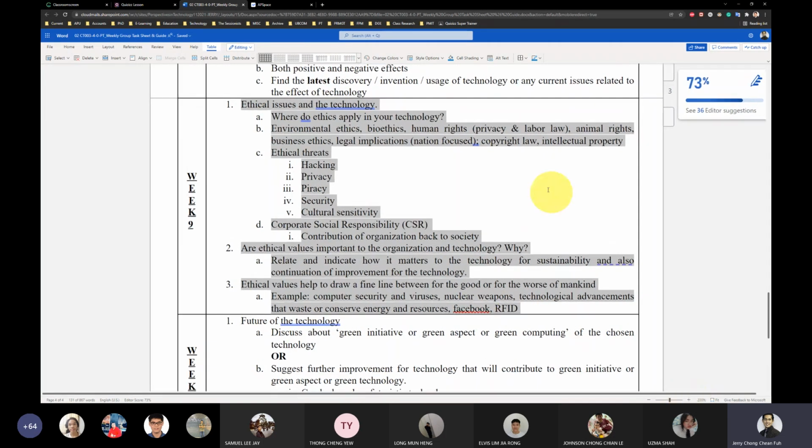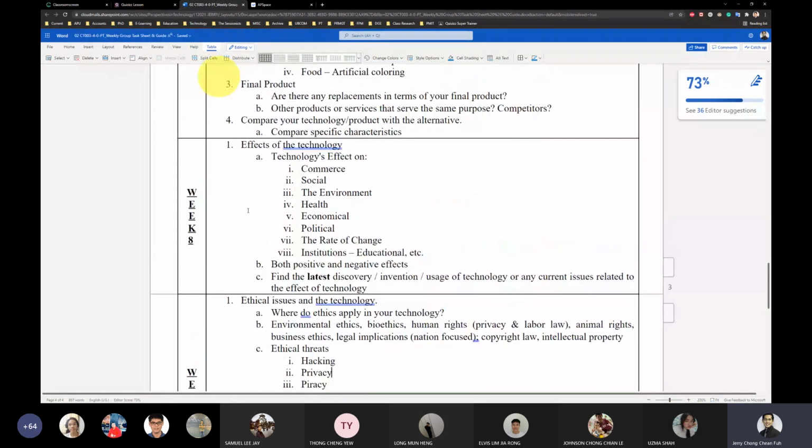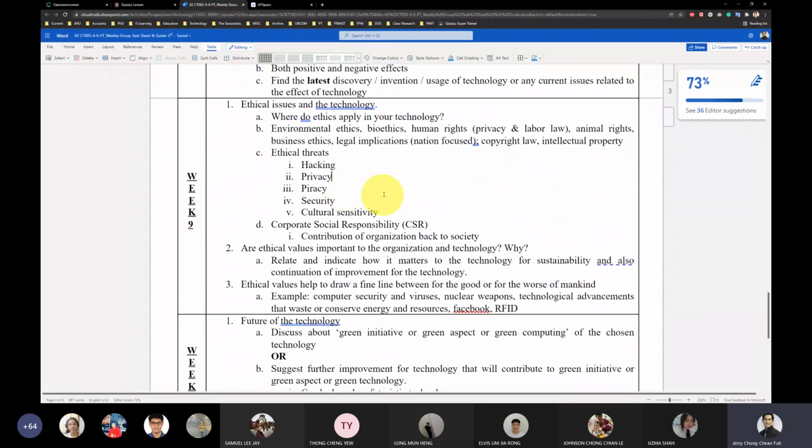Well, I guess no one's really going to do this week because everyone is still working on the effects of technology. But this is your next weekly task. So, ethical issues in your technology. I'm very sure everyone will be able to find some aspect of ethical issues with the technology, because when we talk about ethical issues, it covers a very wide area.